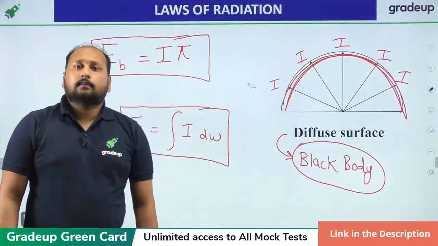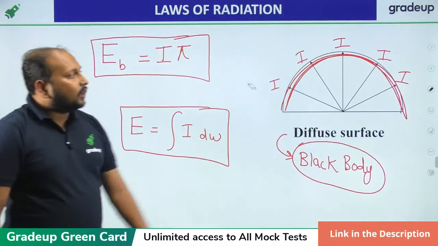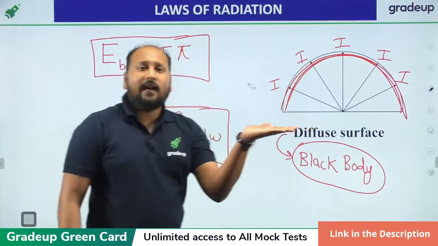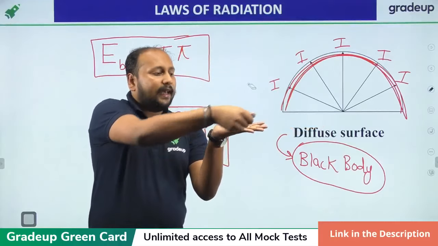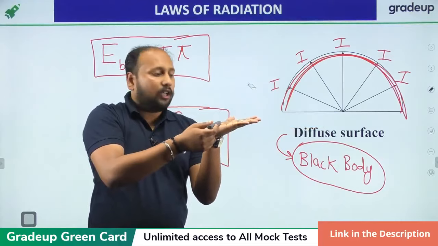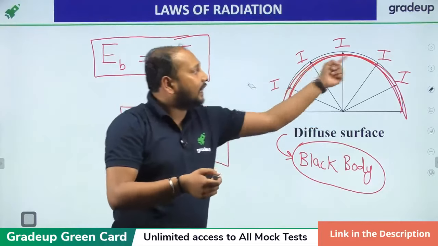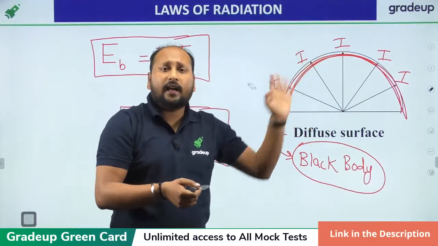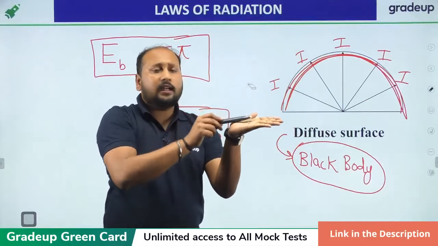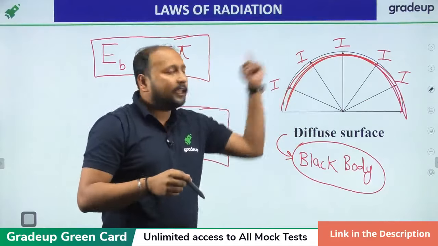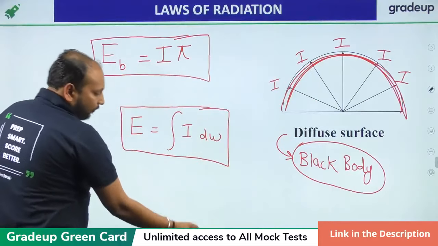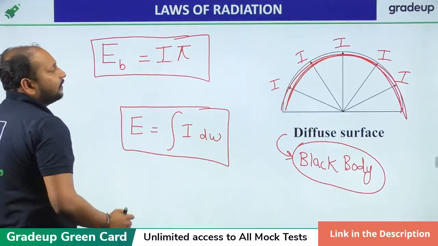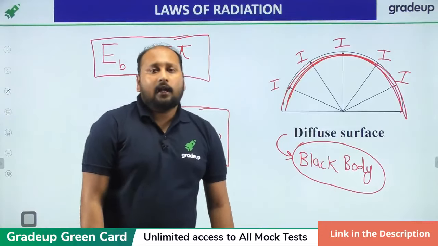Clear? Why is it pi? Because in all directions, if you say this hand is a hemisphere, it will have a dome-like structure like this. Fine. So in all directions we will have the same intensity. If you integrate this, that means you are adding all this intensity of radiation in all directions, which is pi only. So intensity of radiation I into pi will give us the black body emissive power.